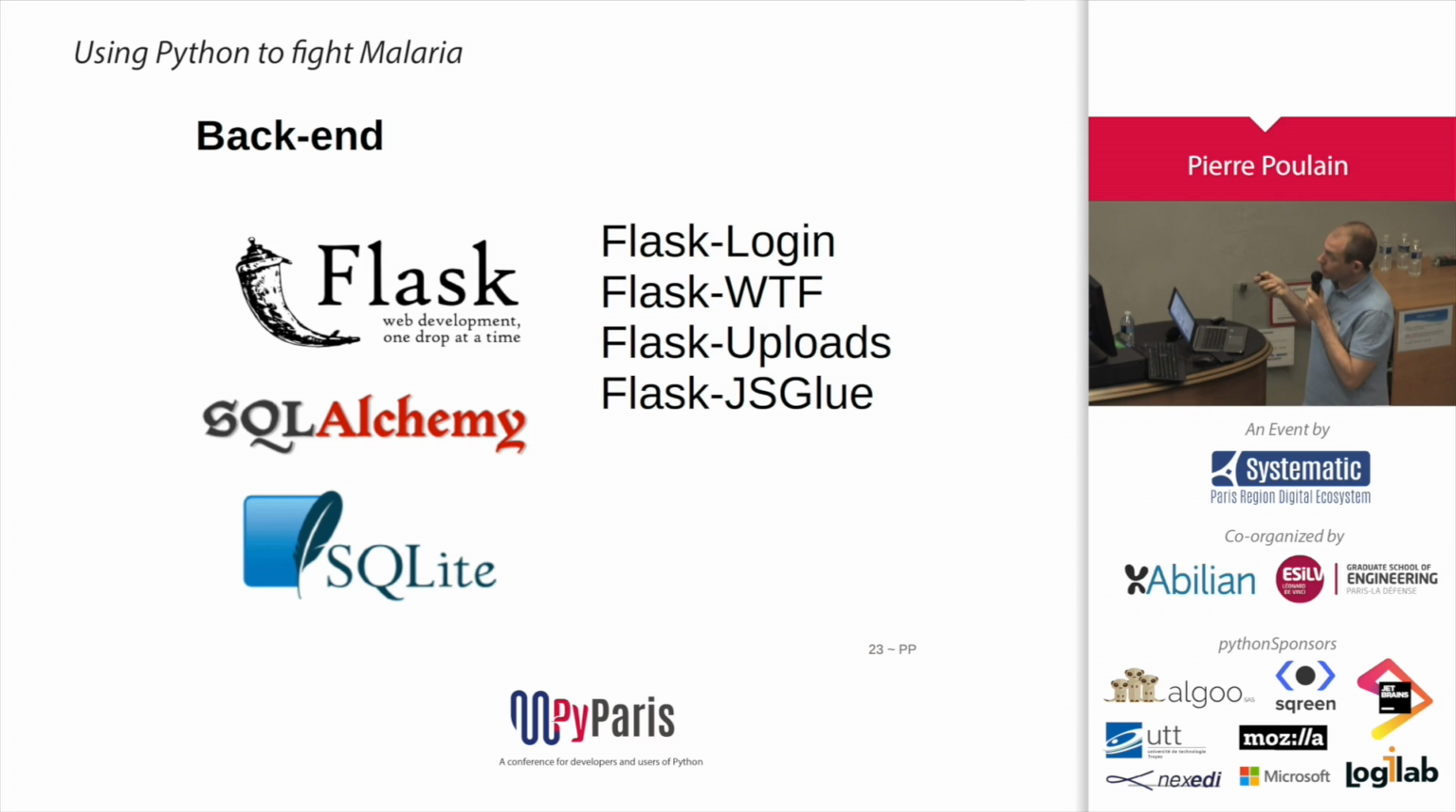It's worth mentioning that with Flask you can use a lot of different extensions. The ones we used were Flask-Login for user authentication, Flask-WTF and Flask-Uploads for dealing with HTML forms and image uploads, and Flask JSGlue. This is the black magic, because you can bind your backend in Python with your front end in JavaScript more easily. This is really black magic to me, but it's working very nicely.